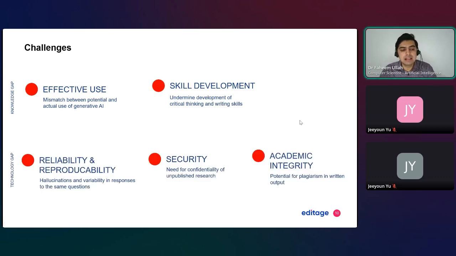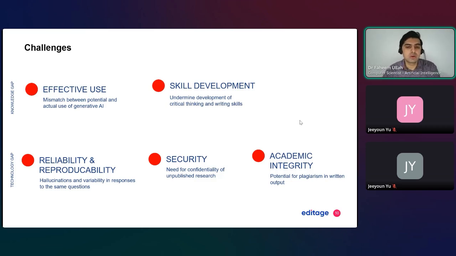Next is reliability and reproducibility. What happens is that with AI tools, sometimes their answers are not correct. They can give different responses for the same question. So we need to keep that human in the loop, or human eyes on top of what is produced by AI tools.